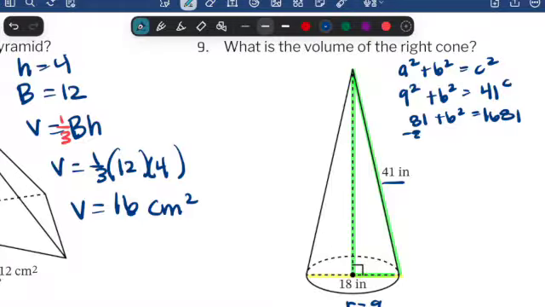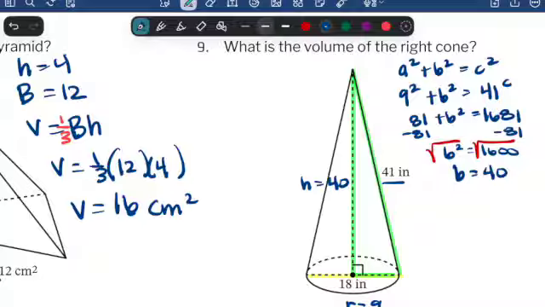We subtract 81 from both sides. B squared equals 1600. And to solve for b, I'm going to take the square root of both sides. B equals 40. So now we know the height of our cone. It is 40. Did we answer the question yet? No, we still have to calculate the volume. So let's write the formula for volume of a cone.